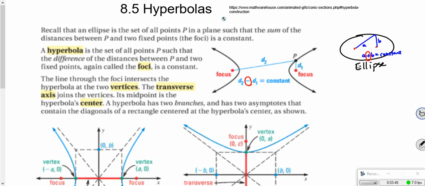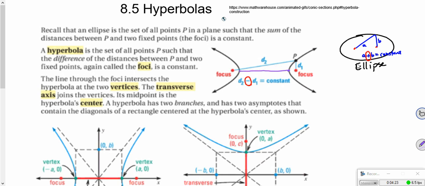I'm reading that third paragraph there: the line through the foci intersects the hyperbola at the two vertices. Kind of like the vertex of a parabola, kind of the same thing. The transverse axis joins the vertices. We no longer have a major and a minor axis. We only have one axis, and that goes from one vertex to the other. So let me kind of draw from here to here. From one vertex to the other would be your transverse axis. Its midpoint is the hyperbola center.